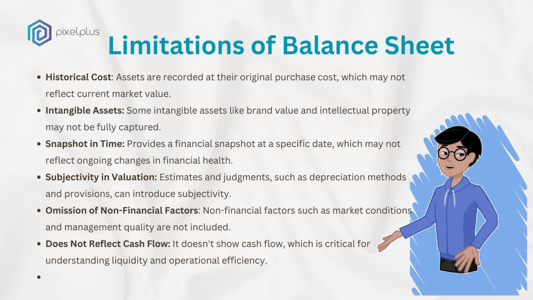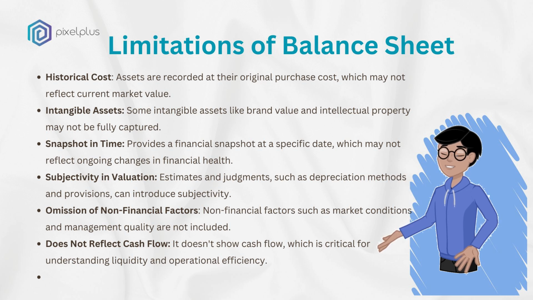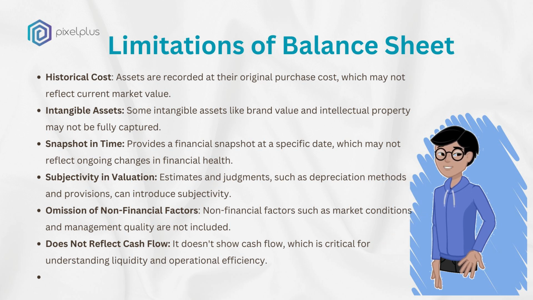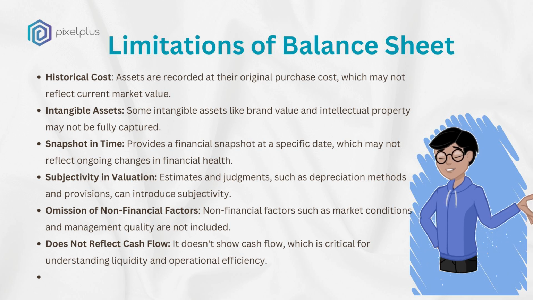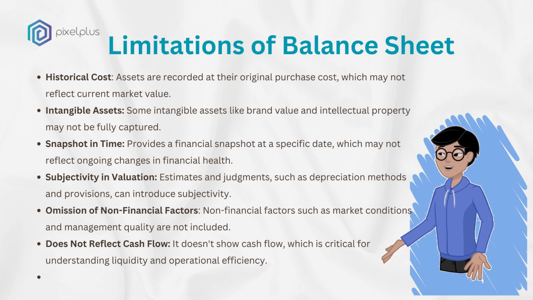Then subjectivity in valuation. The next limitation is that estimates and judgments, such as the depreciation method and provisions, can introduce subjectivity. For example, I am depreciating my asset at 5%, but in the market, the actual asset depreciation is 7%. So this can also be a limitation of the balance sheet. We cannot give the exact figure.